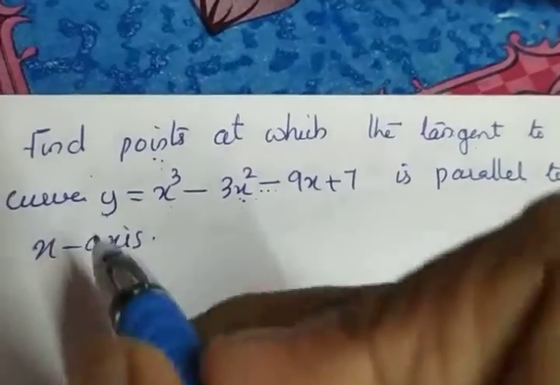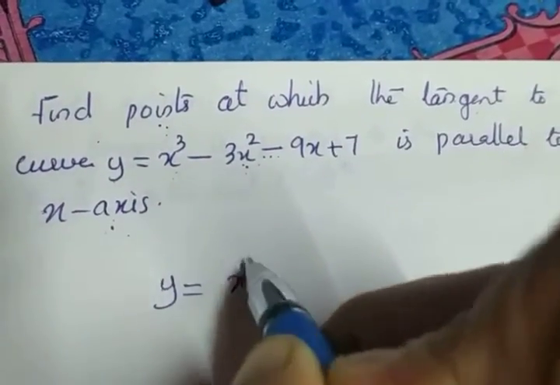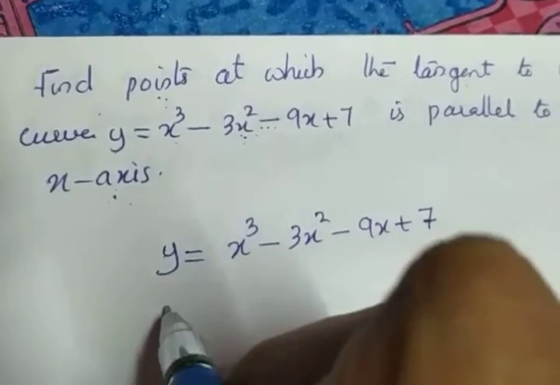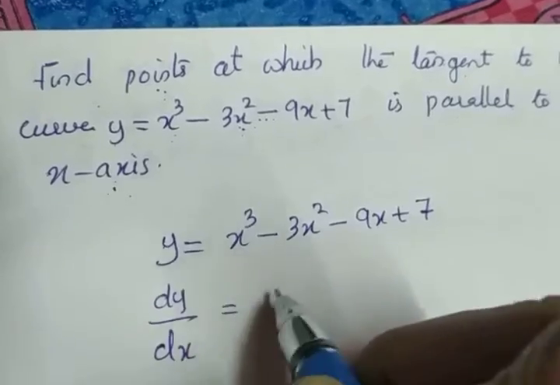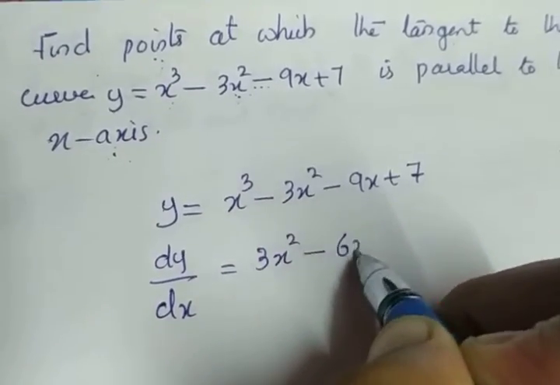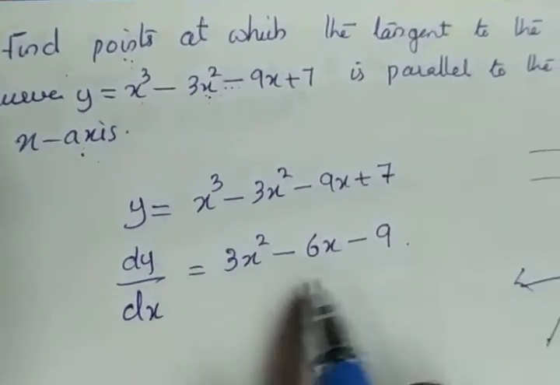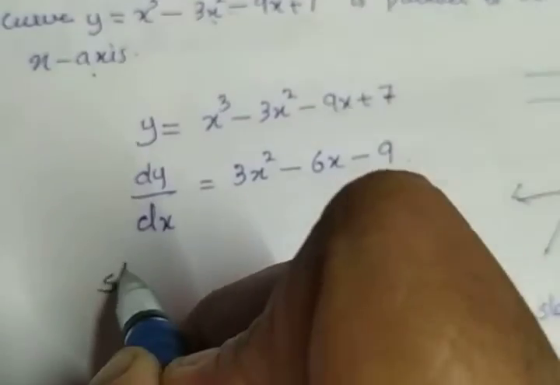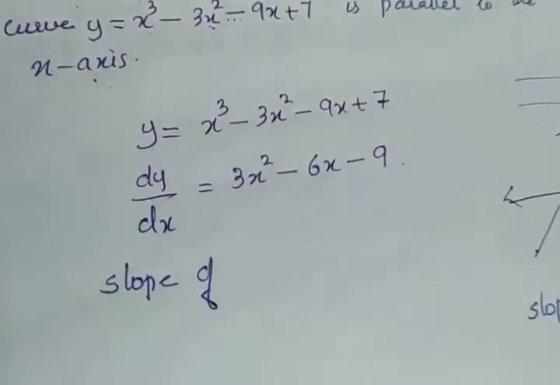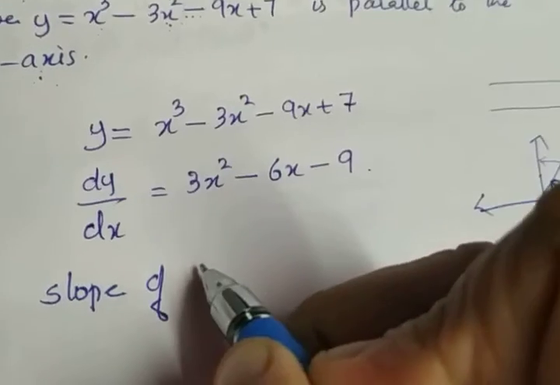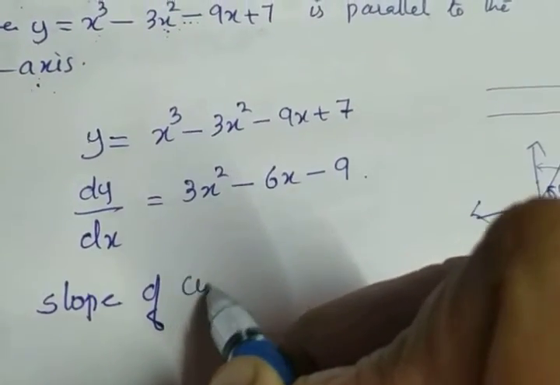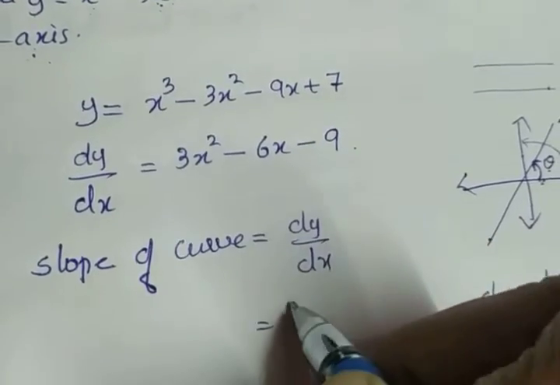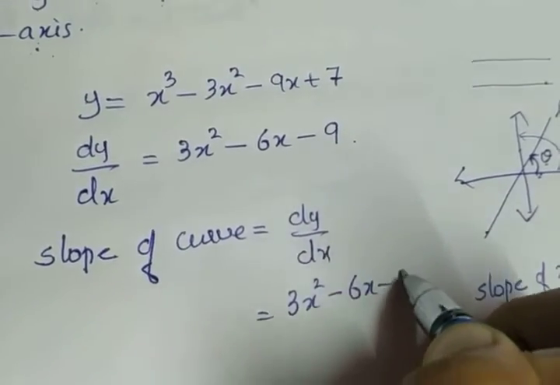Is it clear? So first we will write y is equal to x cube minus 3x square minus 9x plus 7. So dy by dx will be equal to 3x square minus 6x minus 9. So we got the first derivative. Again, slope of the curve is equal to dy by dx, and we got 3x square minus 6x minus 9.